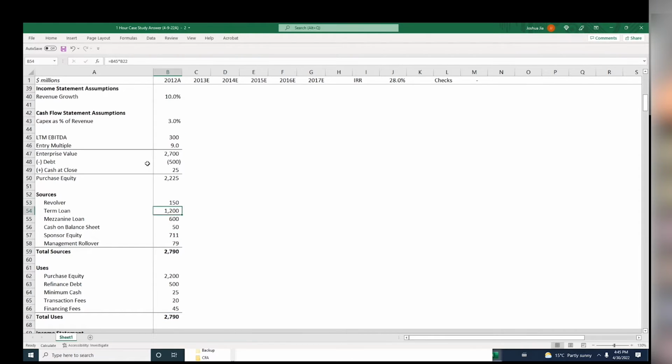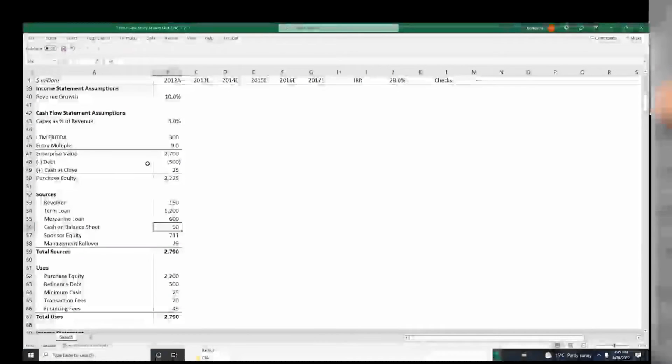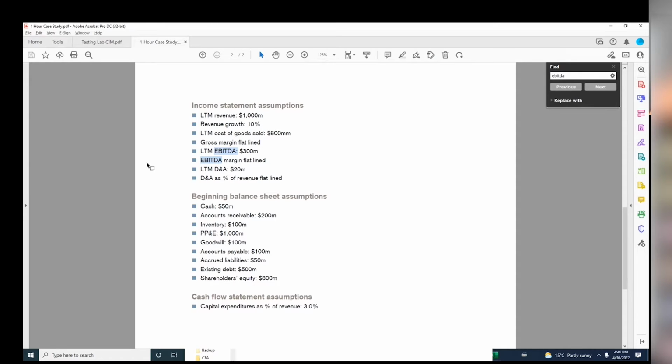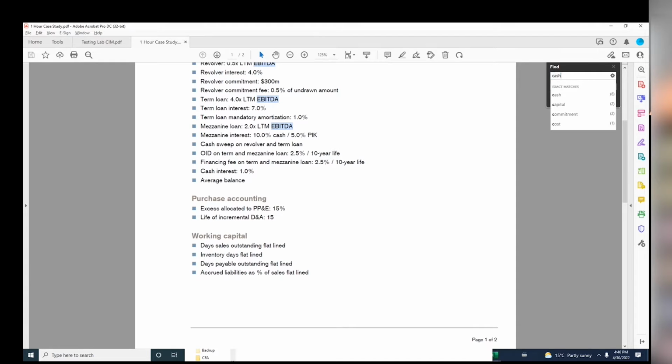So I calculate the debt, right? It's all just multiples of EBITDA. And then you also want to account for any cash on the balance sheet. Because if this was a cash-free, debt-free transaction, I would say ignore the cash, and in fact ignore the refinance debt part too. This is not cash-free, debt-free, I don't think. It'll be embarrassing if it is, but I don't think it is.